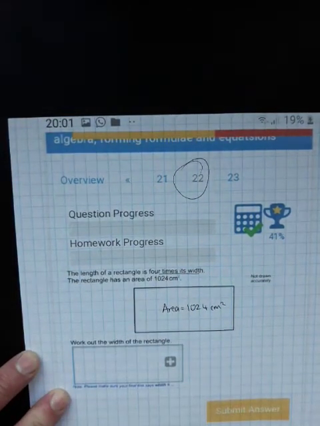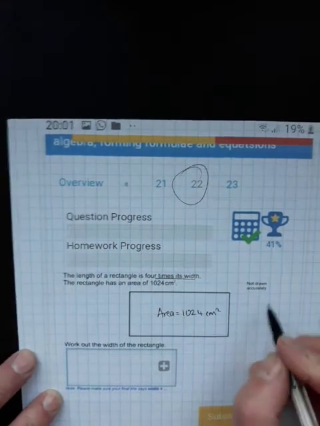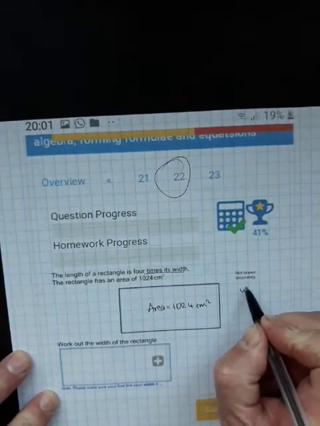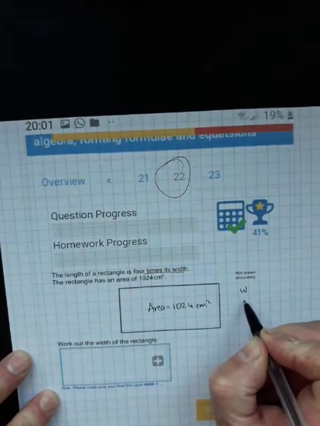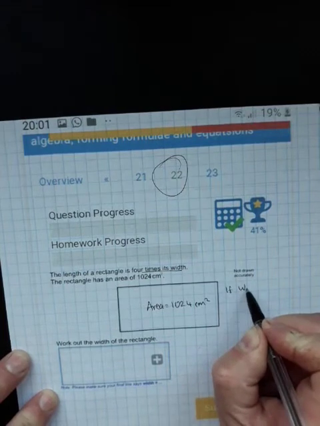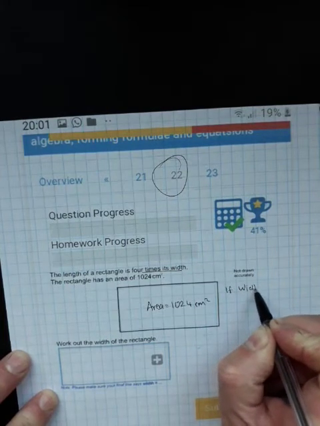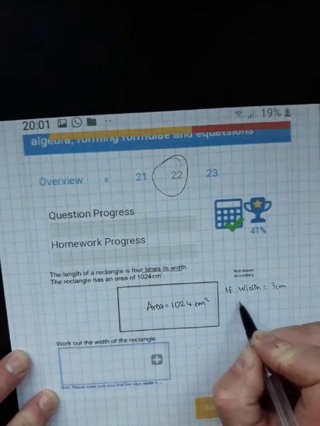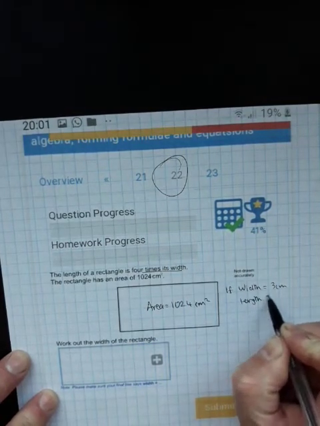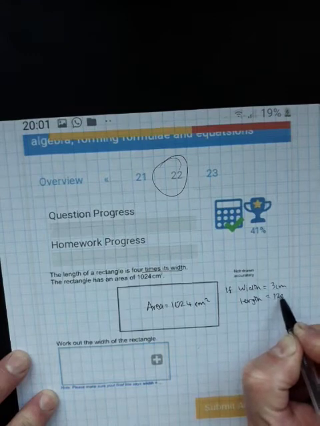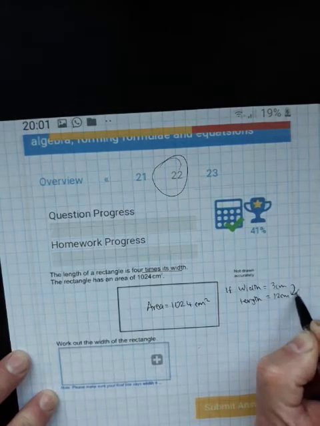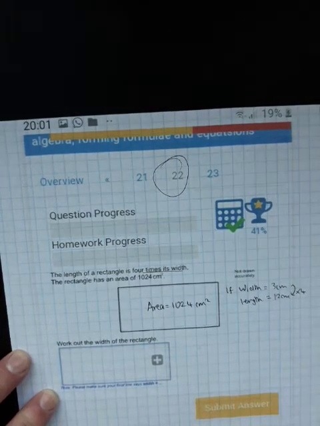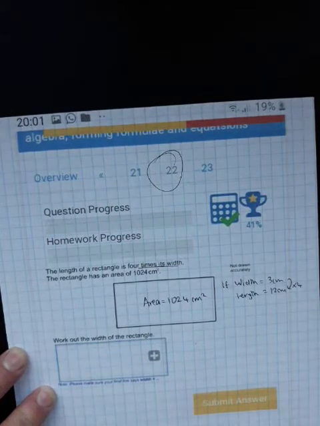Okay, so let's just have a little play around with this. If I was stuck with this, this is what I would do. I say, okay, the width. If the width was equal to, I don't know, 3 centimetres, what does that mean the length is? The length would be 12 centimetres. What have you done? You times by 4. Now you might be sitting there, well, how do you know it's 3? Well, I don't know at all.